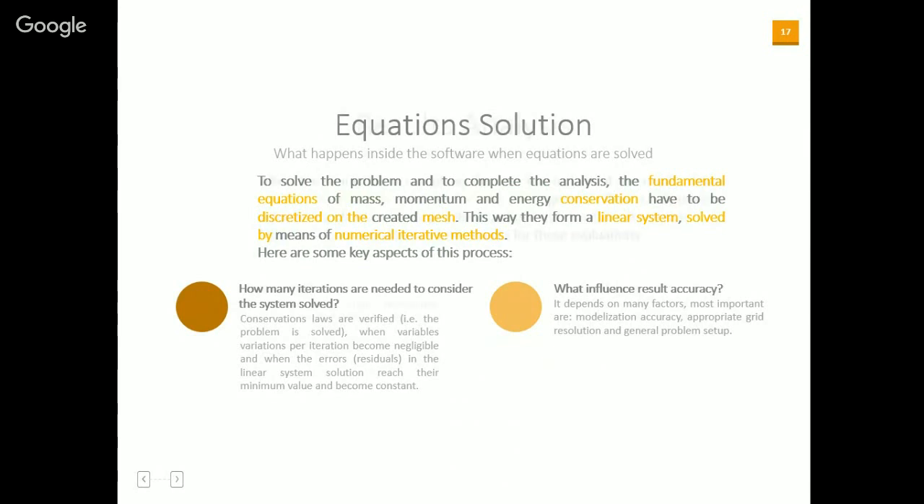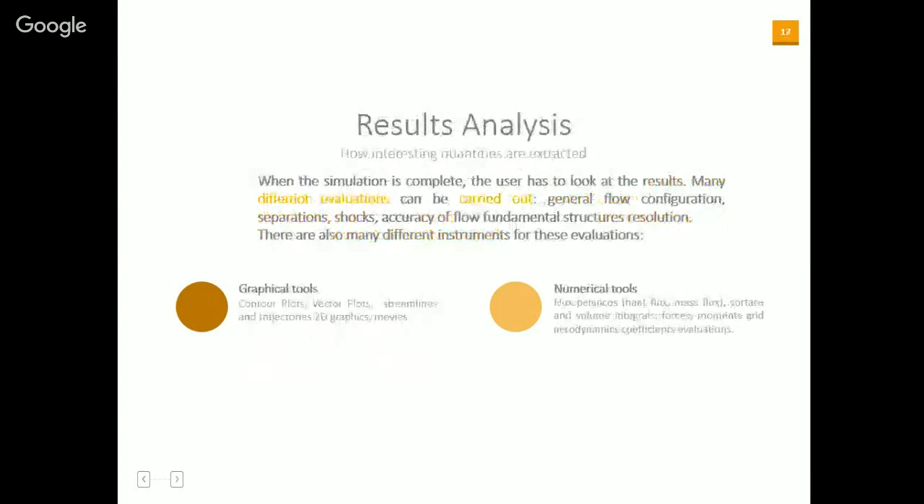Finally, let's go to result analysis. This is the step when, after the simulation is complete, you look at the general flow configuration and you are looking for insights in your study in order to understand how well your product is designed and where it can be improved. There are two kinds of tools usually employed in this process. Graphical tools like contour plots, vector plots, streamlines, or numerical tools like flux balances, volume and surface integrals.